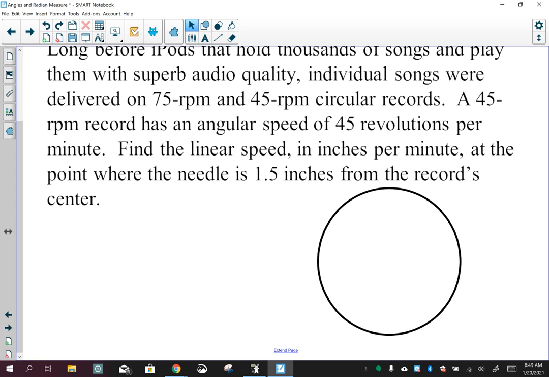What it's asking is, when I'm 1.5 inches from the record center, what is the linear speed? So if this is my record, and you have this needle in here somewhere. If you know a record, it starts out on the outside and then comes in toward the inside. So it's asking what happens when I'm roughly right about here, 1.5 inches from the record center.